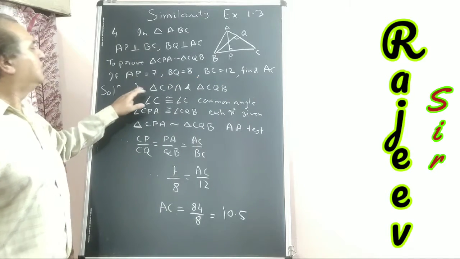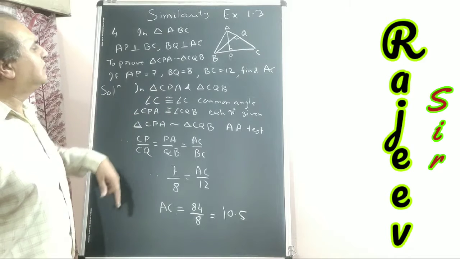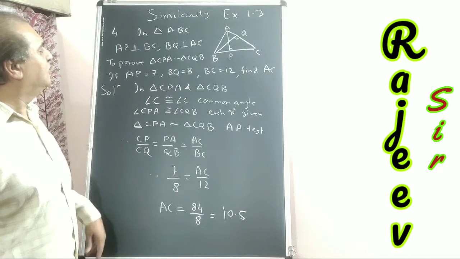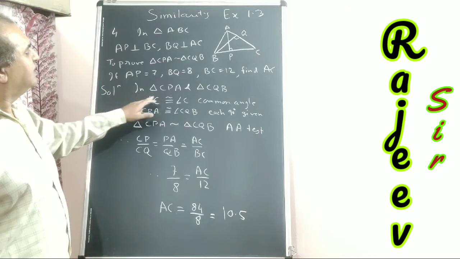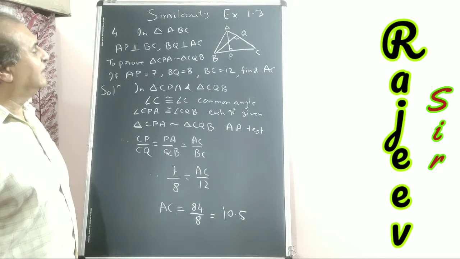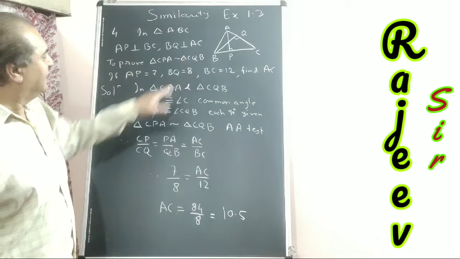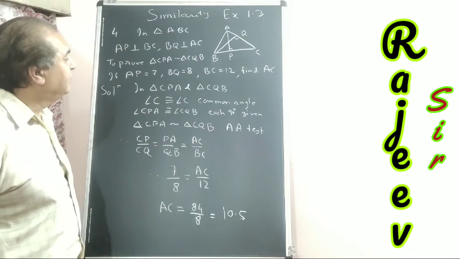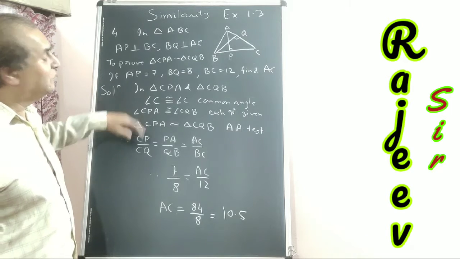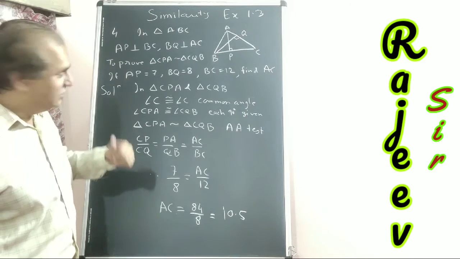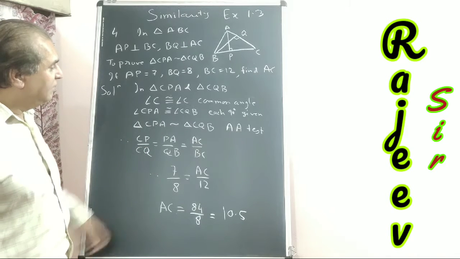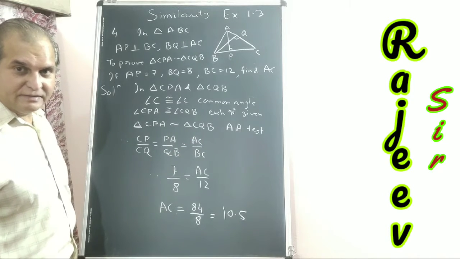So first we will prove triangle CPA similar to triangle CQB. Always write in triangle CPA and triangle CQB. First, angle C congruent to angle C is a common angle. And second, angle CPA congruent to angle CQB, because each is 90 degrees, and that is given. Two angles you proved congruent. Good. Triangle CPA is similar to triangle CQB by the AA test.